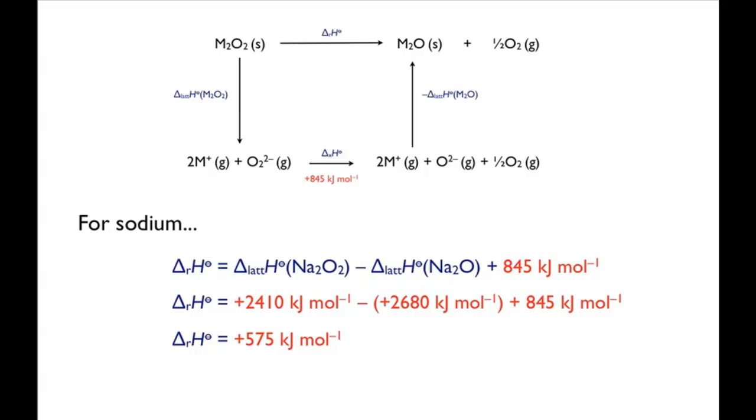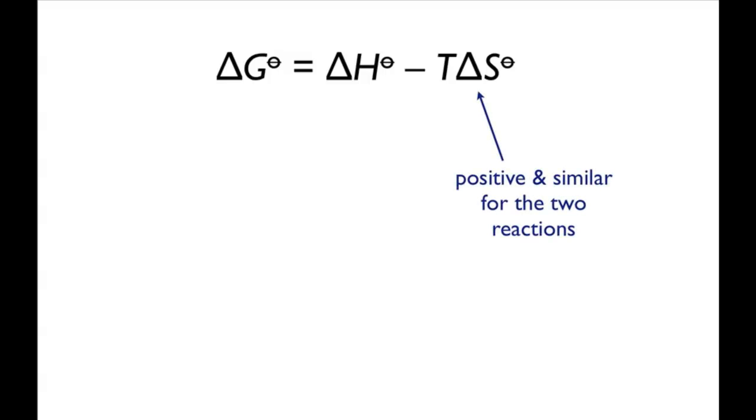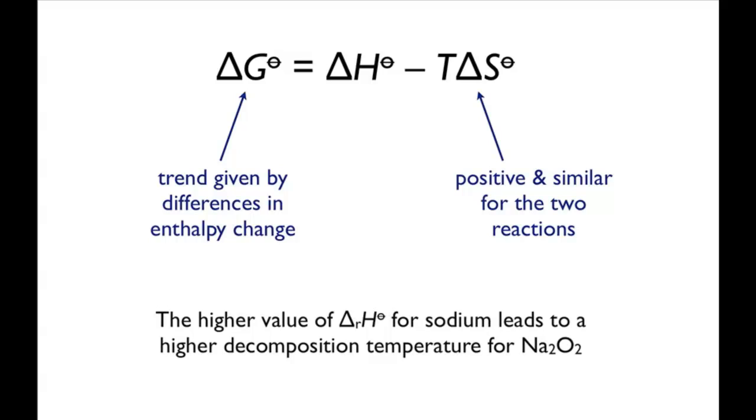The decomposition temperature is when the Gibbs energy change is 0. The change in Gibbs energy depends on the change in enthalpy and the change in entropy, but since the entropy change is likely to be similar for both metals, and positive since the reaction involves half an equivalent of oxygen gas, the trend in Gibbs energies is given by the difference in the enthalpy change. The higher value of the enthalpy change for decomposition of sodium peroxide leads to a higher decomposition temperature for this compound. Decomposition of the peroxide to the oxide therefore becomes less favourable going down the group.